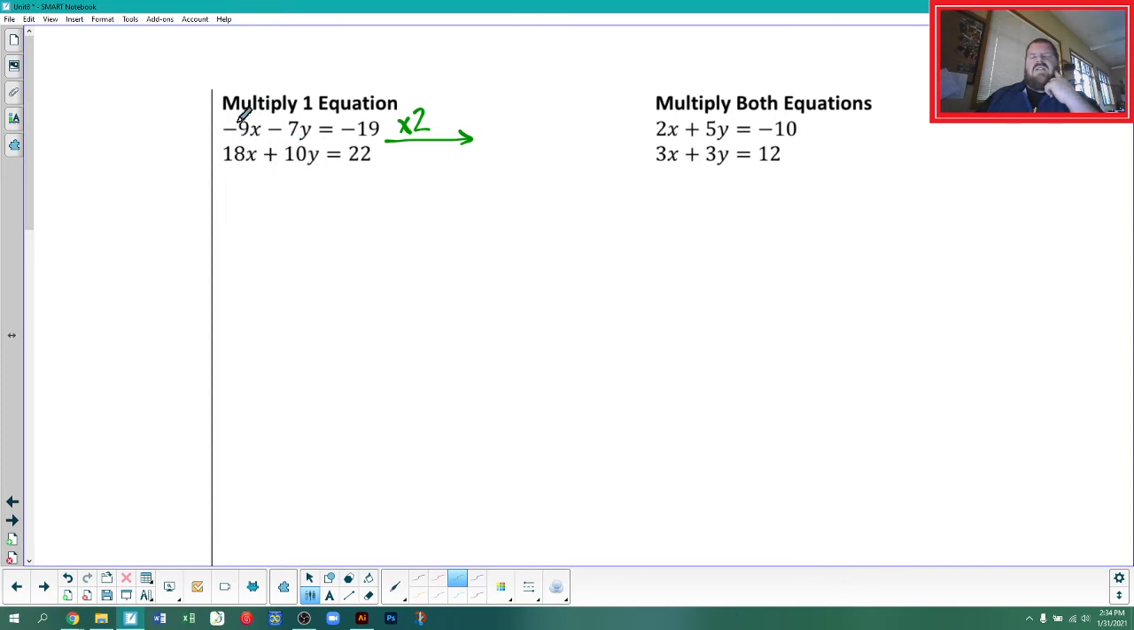Now my plan for that is that 9 times 2 is 18. Technically, negative 9 times 2 is negative 18. So then I'll be able to eliminate x's. There's no easy way to turn 7 into 10 because all we can use is multiplication. So this is going to be negative 18x negative 14y equals negative 38. And then I'm going to rewrite the bottom equation. I'm not changing that one at all.